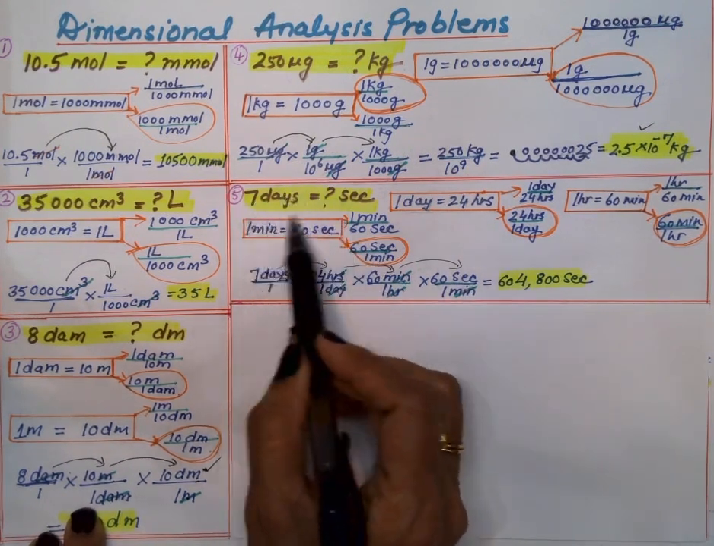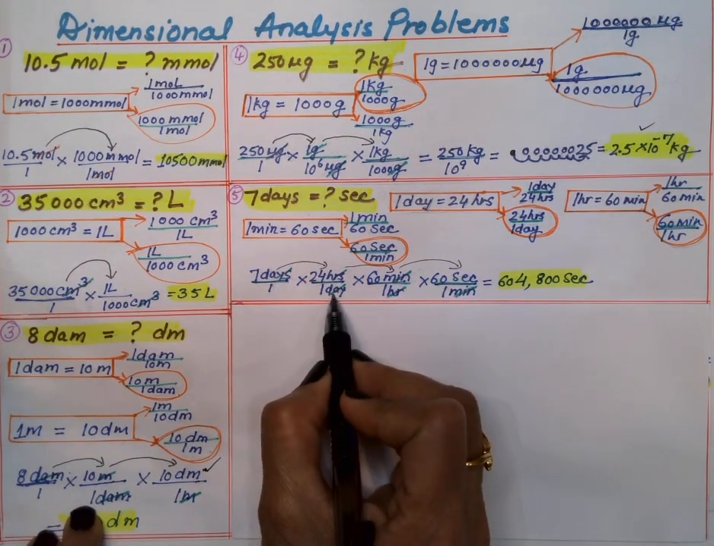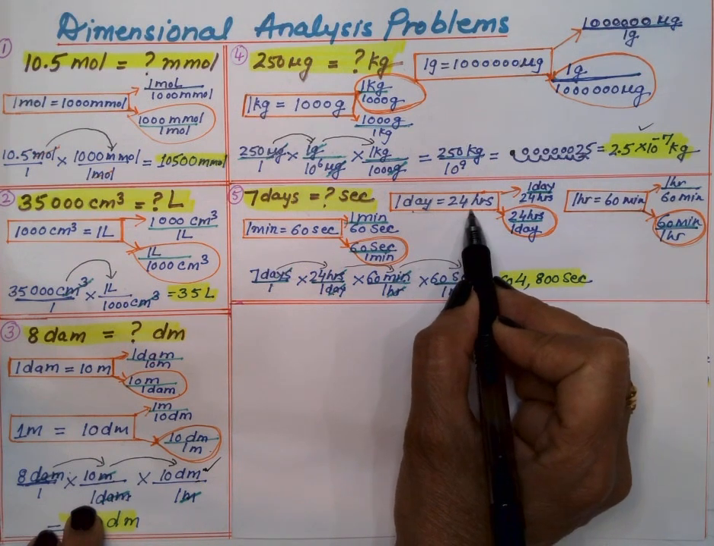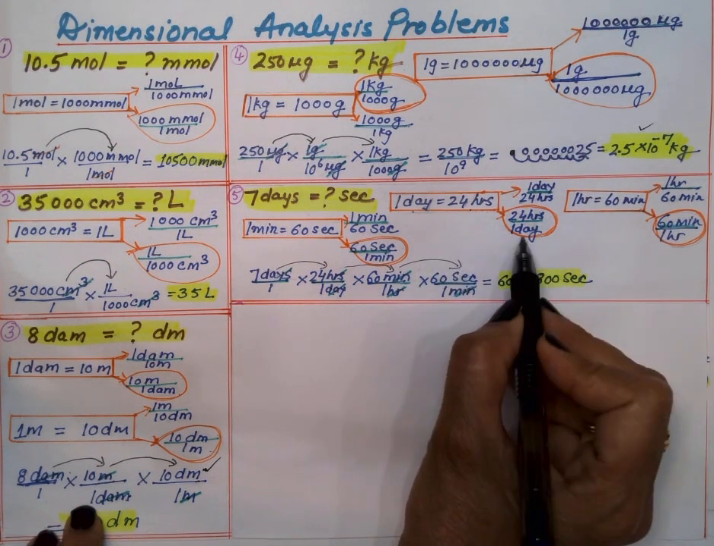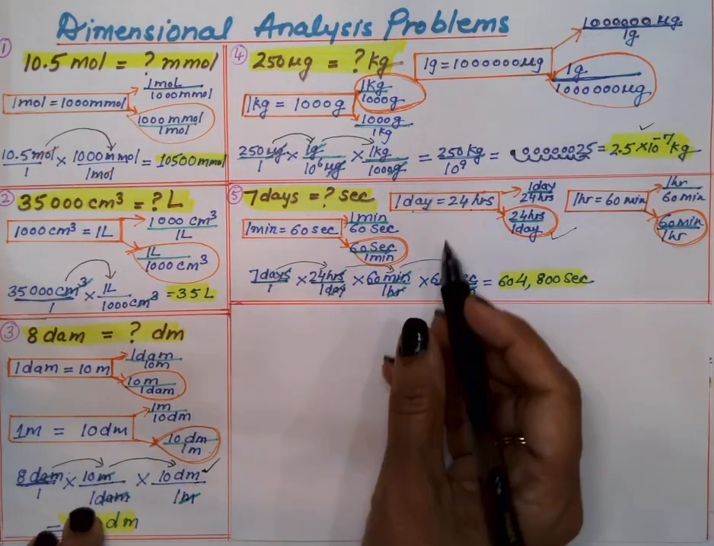So starting from given over 1, 7 days over 1. You want to cancel days. So this is our relationship here between days and hours. You pick from here. You want to cancel days. That's why you have picked this fraction. Day and day cancel out.